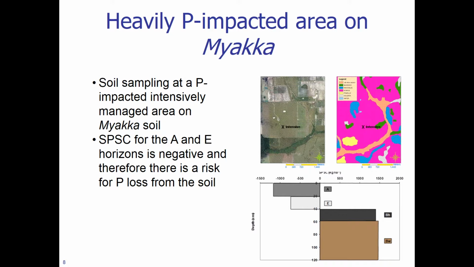Now let us look at a heavily P-impacted soil. The soil is again on a Mayaca. The SPSC for the A and E horizons is negative, so there is a greater risk of P loss from the soil compared to the soil we looked at earlier.